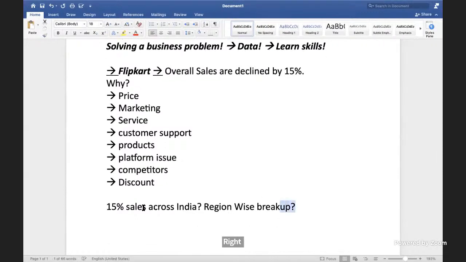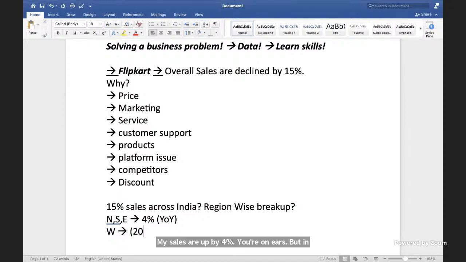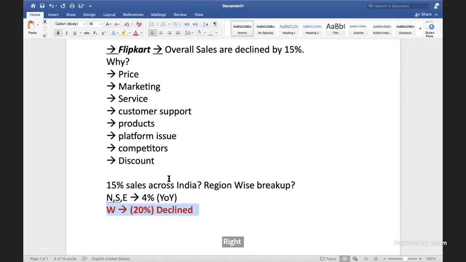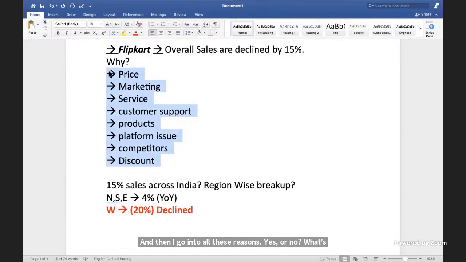Now, once I have the region-wise breakup, let's say I get to know that in North, South, and East, my sales are up by 4% year on year. But in West, my sales have declined by 20%. Now I have a focus area: West. There is something wrong with the West. Yes or no? And then I go into all these reasons. What's the problem? Why are the people in the West not using my platform? Why are they preferring competition? Is my service an issue in those places? What's wrong in it?